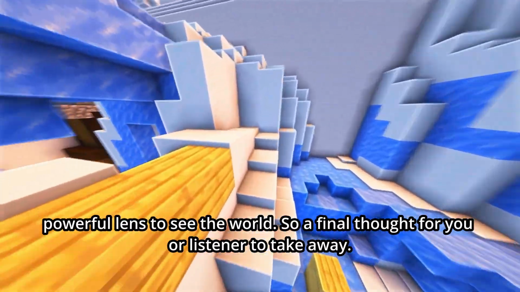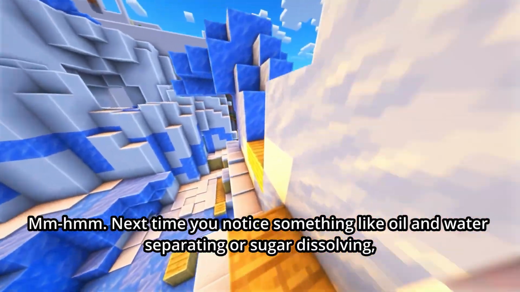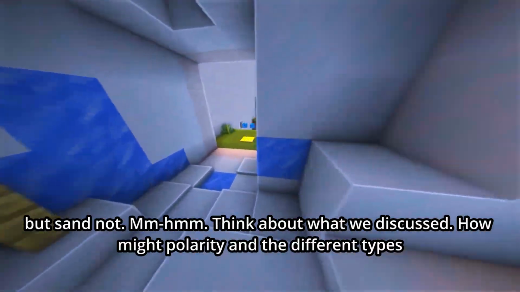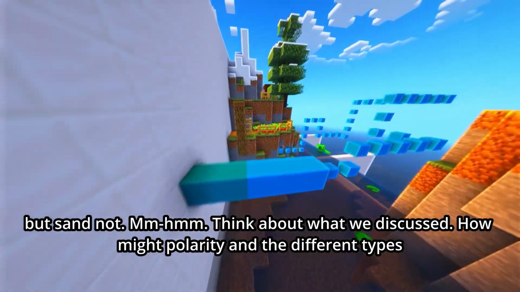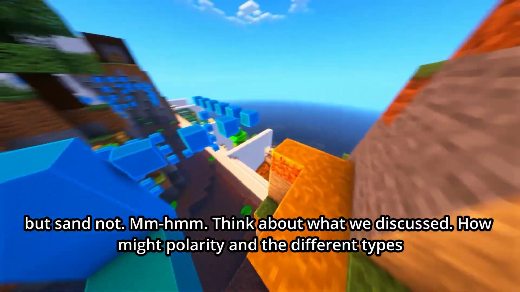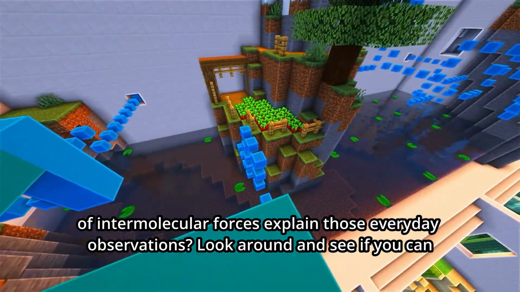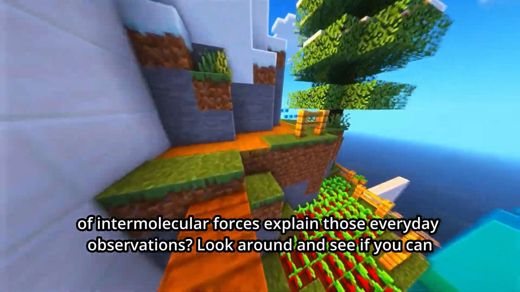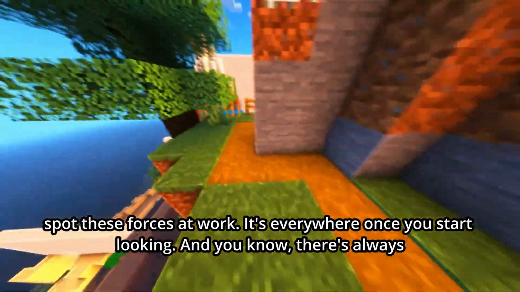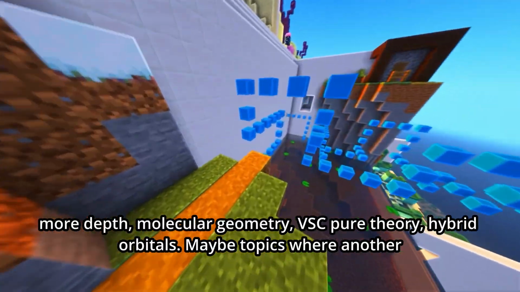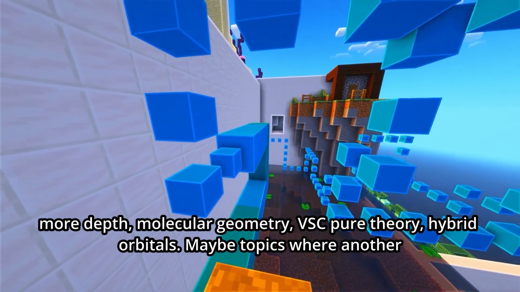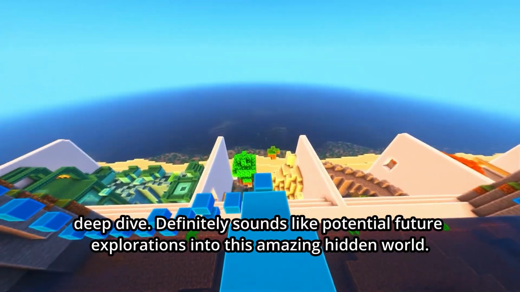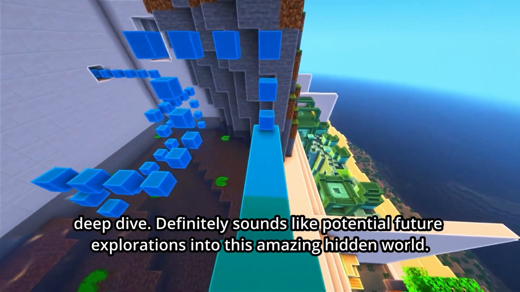So a final thought for you, our listener, to take away. Next time you notice something like oil and water separating or sugar dissolving, but sand not, think about what we discussed. How might polarity and the different types of intermolecular forces explain those everyday observations? Look around and see if you can spot these forces at work. It's everywhere once you start looking. And there's always more depth, molecular geometry, VSEPR theory, hybrid orbitals, maybe topics for another deep dive. Definitely sounds like potential future explorations into this amazing hidden world.